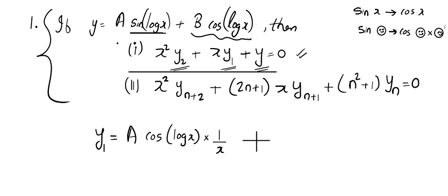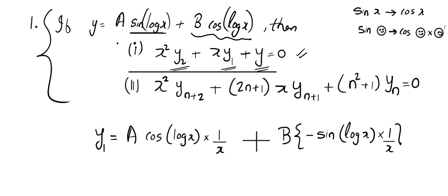Now the second term. So keep b as such. Again I can see a function of a function or a chain function. Cos something, the derivative is minus sin the same thing, of course, times 1 by x.